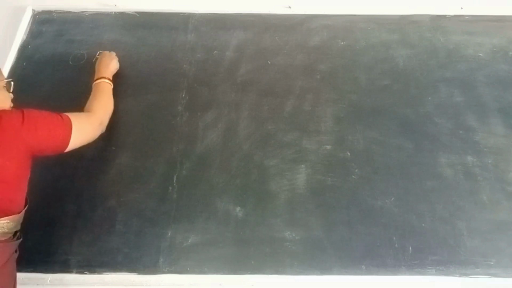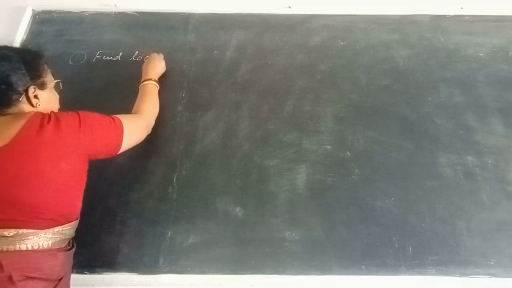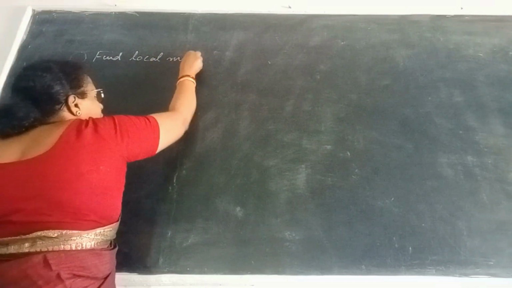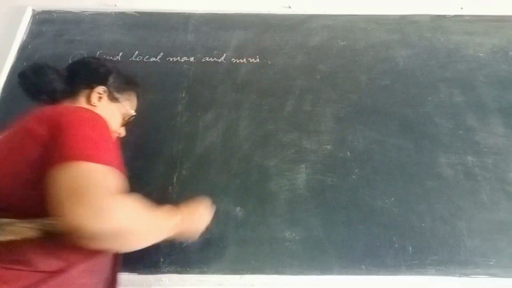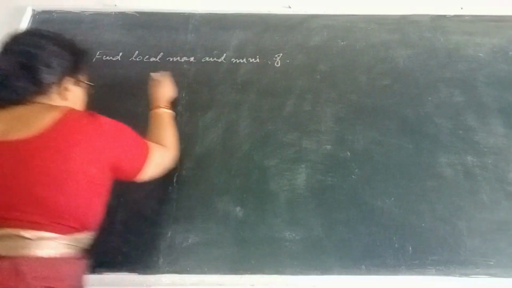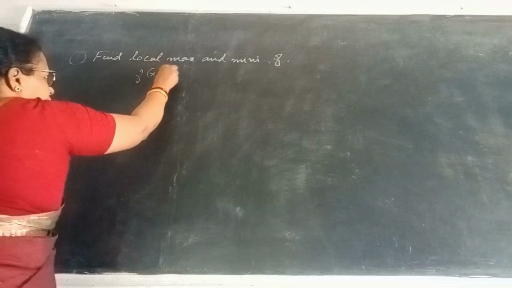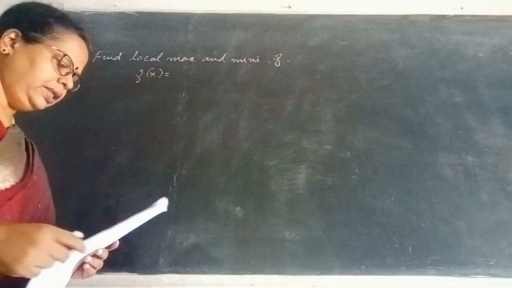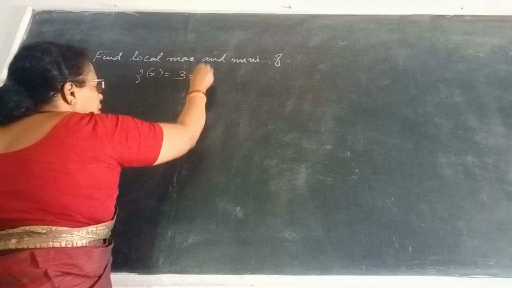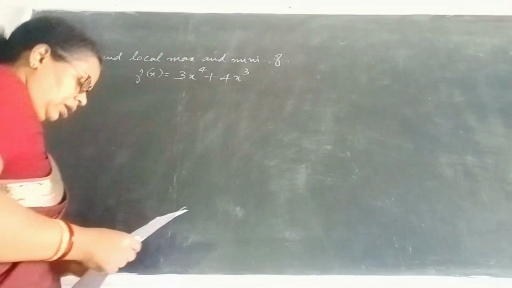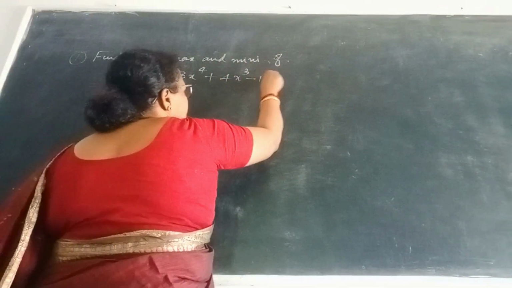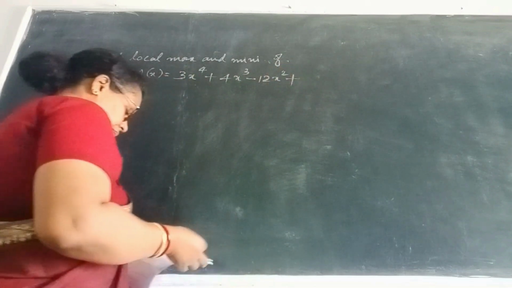Find local maxima and local minima of the function f of x equal to 3x raised to 4 plus 4x cubed minus 12x squared plus 12.